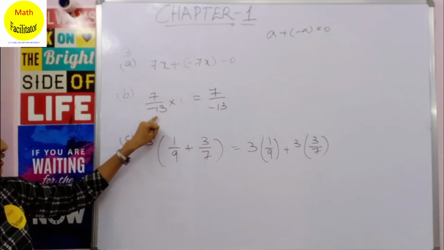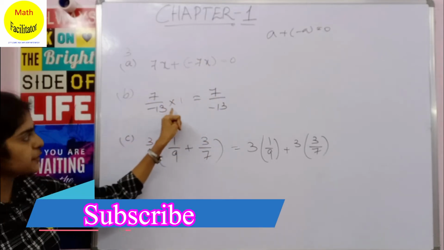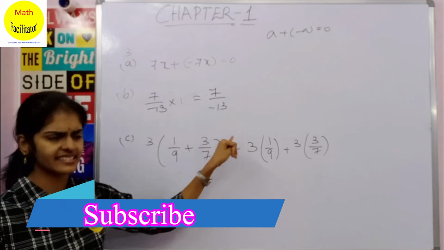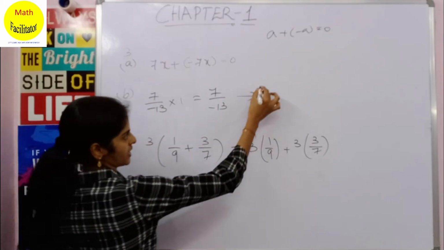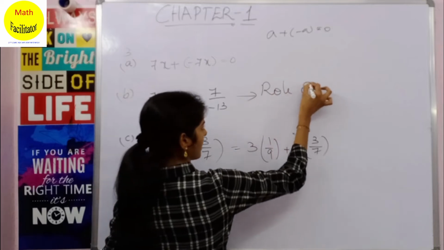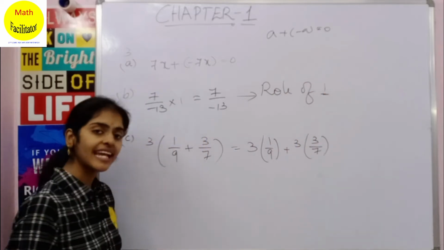Now here you can see 7 by minus 13 into 1 is equal to 7 by minus 13. Here we are talking about the property of role of 1, and we are talking about multiplicative identity.